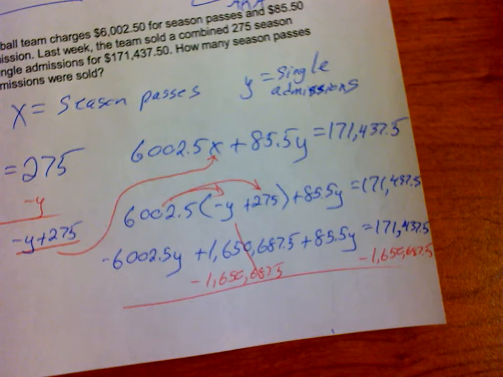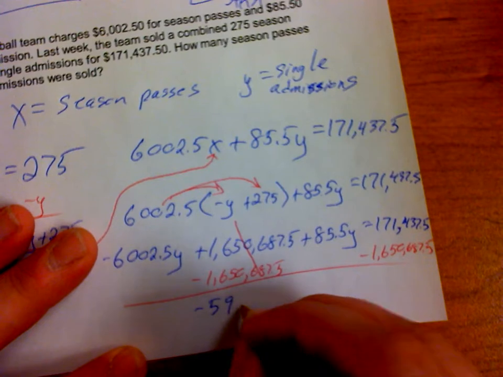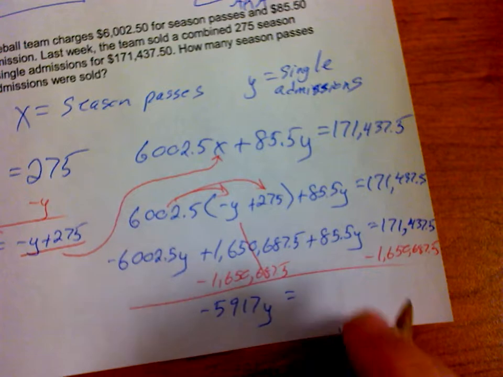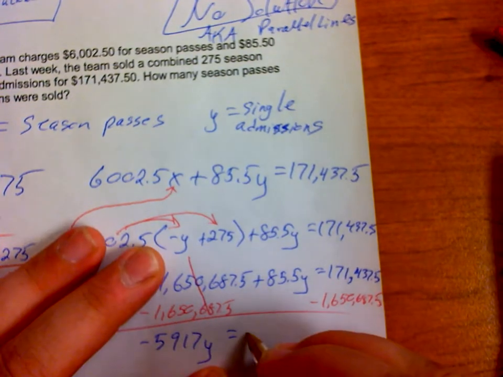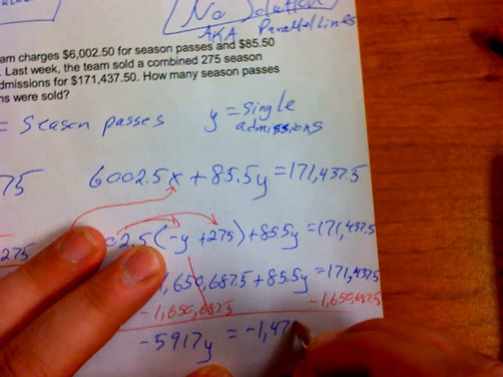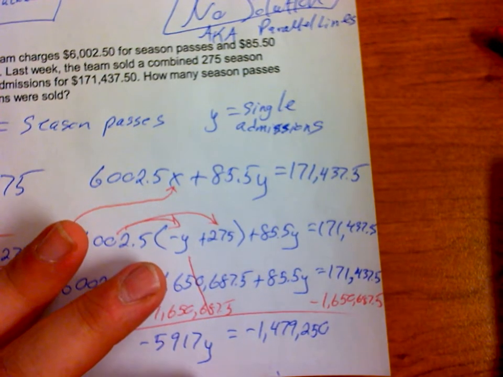So if I combine negative 6,002.5 and add 85.5 to that, we end up with negative 5,917y is equal to, and then we got to do the math over here, 171,437.5 minus 1,650,687.5. We end up with negative 1,479,250.